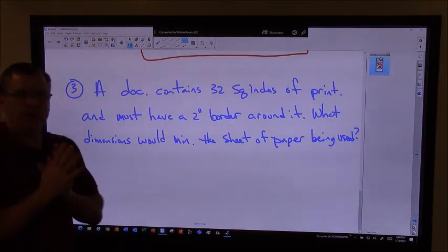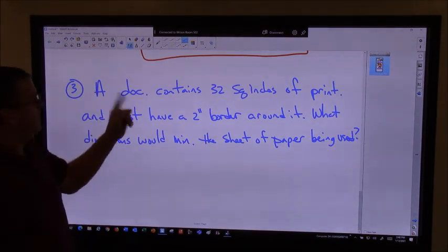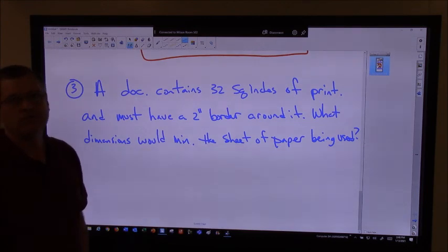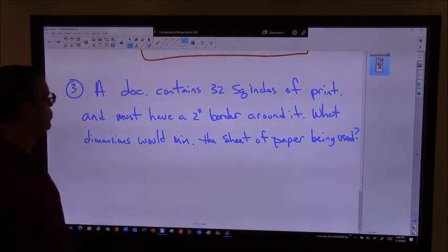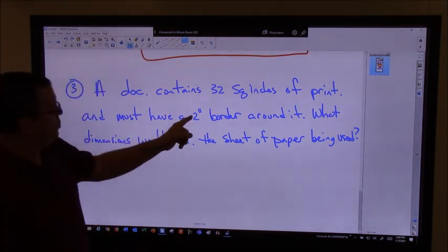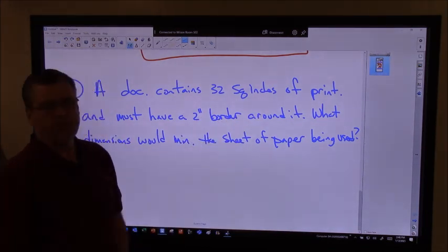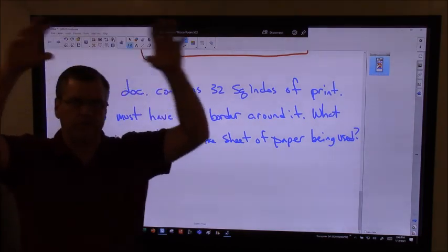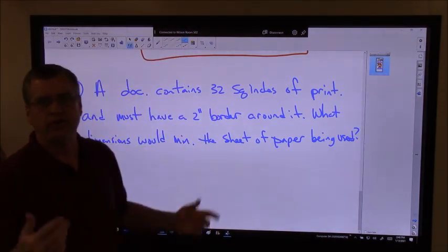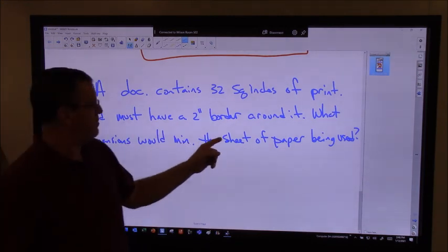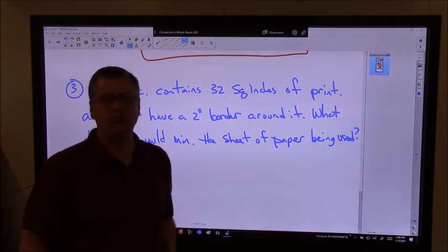All right, we got one last problem here to try. So it says a document contains 32 square inches of print. Okay, that's all the writing that's on there, 32 square inches. And must have a 2-inch border around it. Maybe it's some official document that someone's going to put in a frame and these are the requirements. I don't know. Okay. What dimensions would minimize the sheet of paper being used?